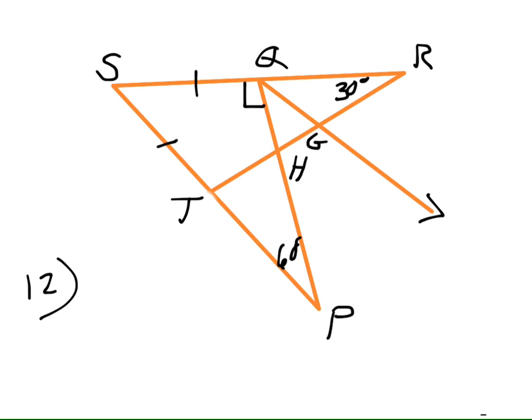Name a linear pair whose vertex is G. So I want two angles that are adjacent and their non-common side, the side that they don't share, is a straight line. So I'm probably looking at that line. How could I name a linear pair where their vertex is G?